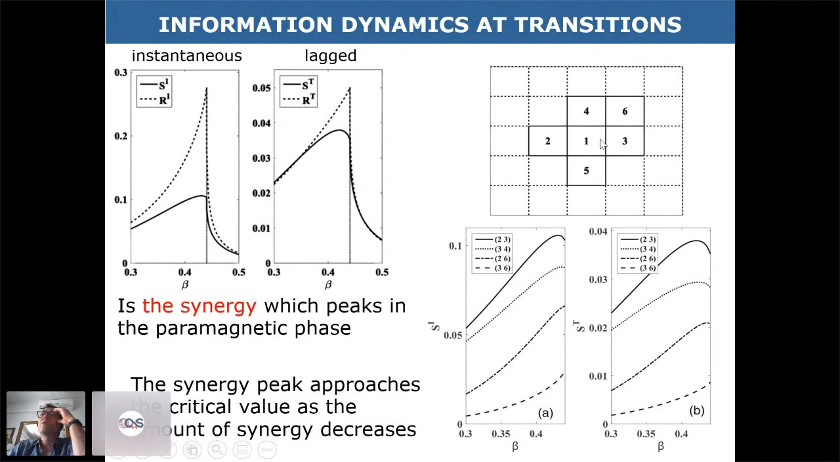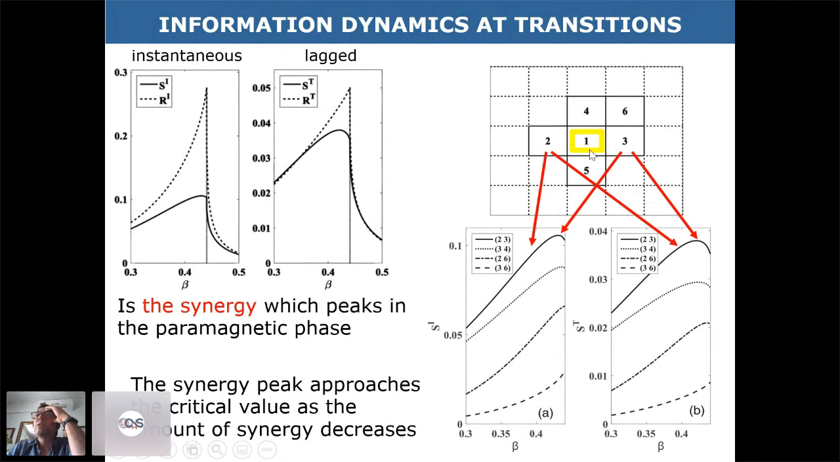Also, if we consider here as a target this spin called one, and then we have different spins surrounding it, we see that the synergy peak approaches the critical value as the amount of synergy decreases.